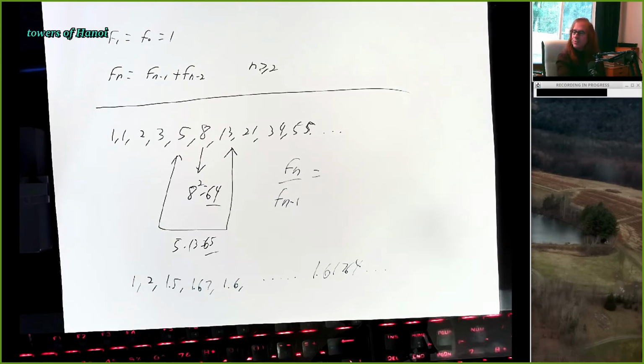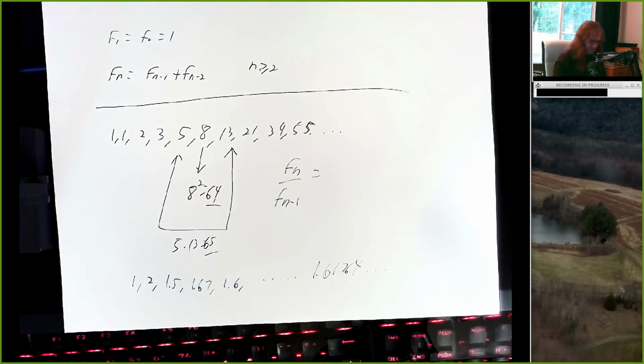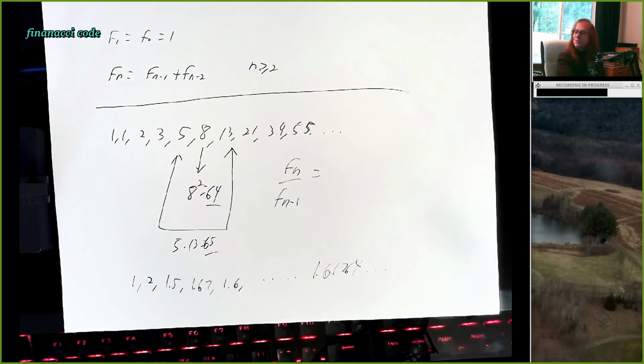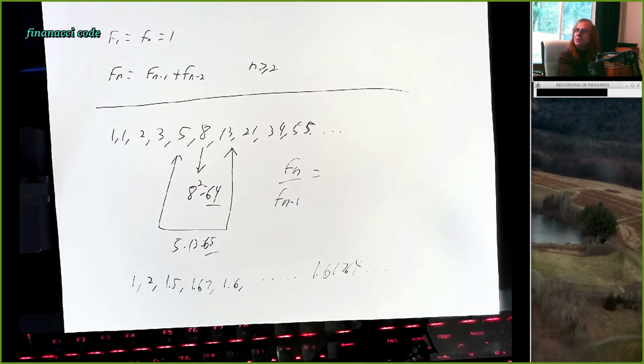Alright. Oh, let me do a Fibonacci series. Do some Fibonacci code first, just for completeness.